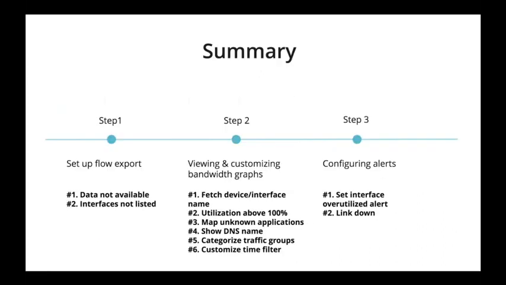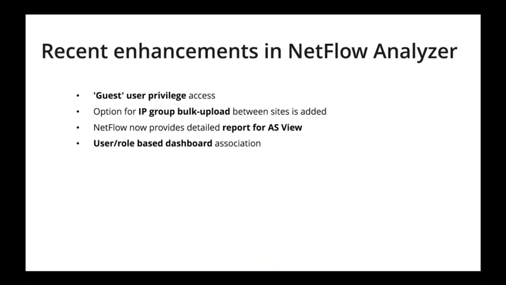So here we come to the summary of today's session. We have seen three most important steps which are needed for you to configure and get started with your bandwidth monitoring solution. The three steps were exporting flows, viewing the bandwidth and traffic graph, and also configuring alerts. There are more important steps such as generating reports and configuring the raw data settings and applying policies and troubleshooting, which we will cover in the next session.